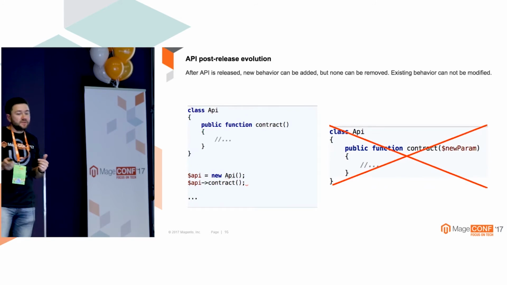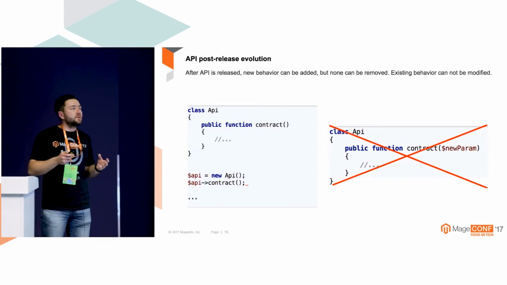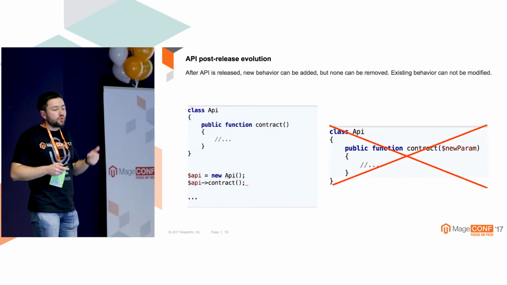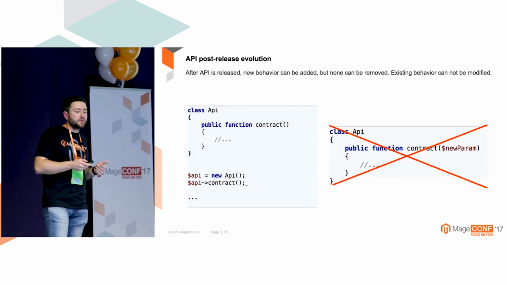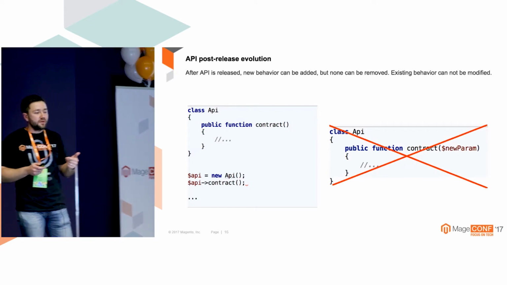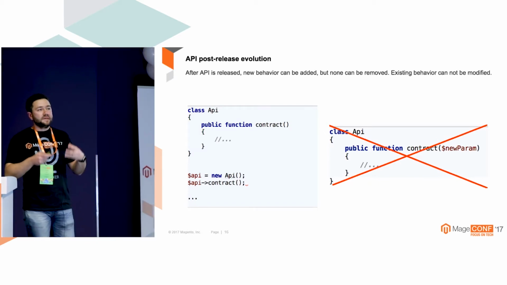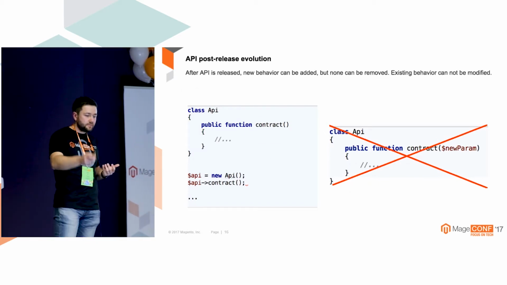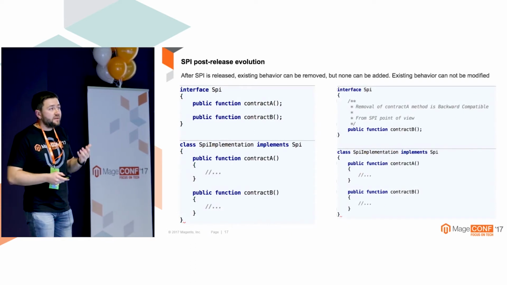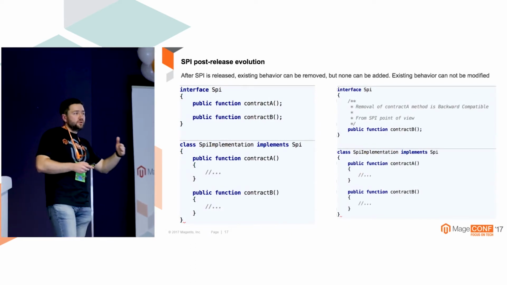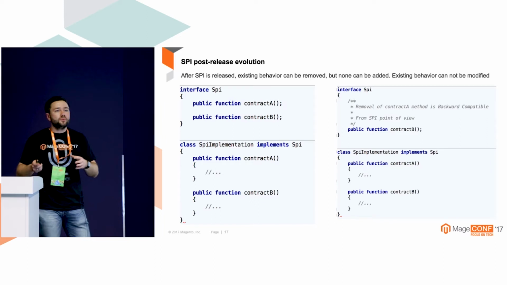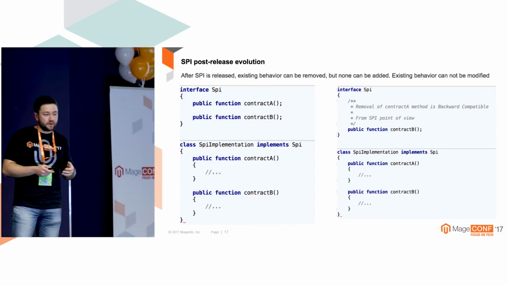But if we decide to change an existing contract, or if we decide to remove an existing contract, like in this particular case, if we decide to remove the contract method, we will just introduce a fatal error to our existing implementation. That's the problem. That's why for an API, we can introduce new behavior, but we are not allowed to change or remove existing behavior.